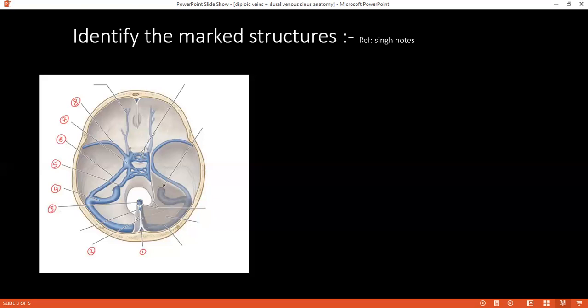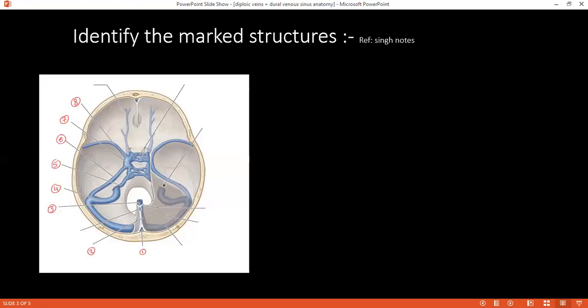And then the sigmoid. Of that, yes. Yes, ma'am. And then number 8 is the sphenoparietal sinus, ma'am. And then number 7 is the cavernous sinus, ma'am. All right, intercavernous sinus. Okay. Can you please tell me how this cavernous sinus is formed?